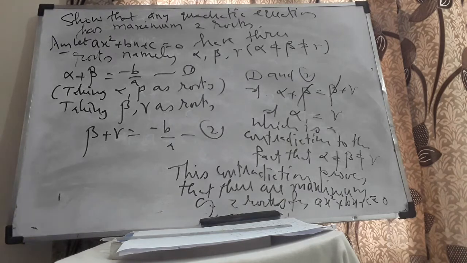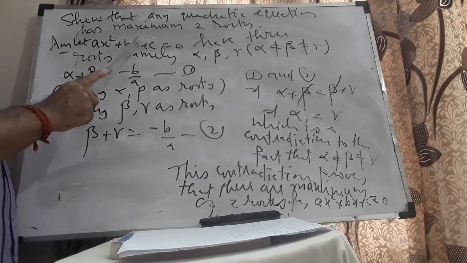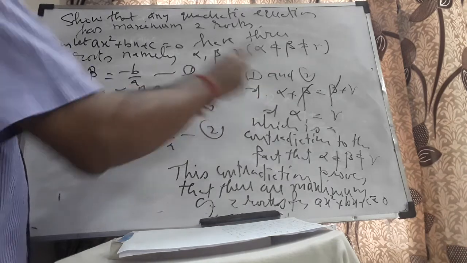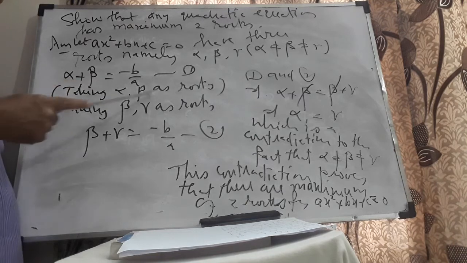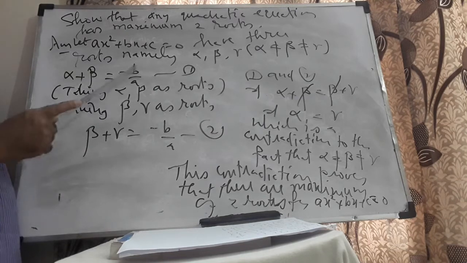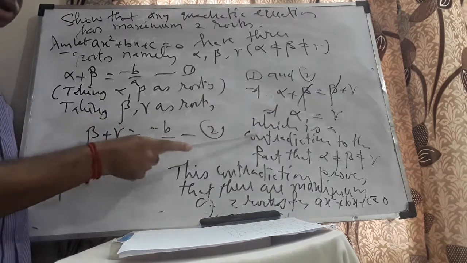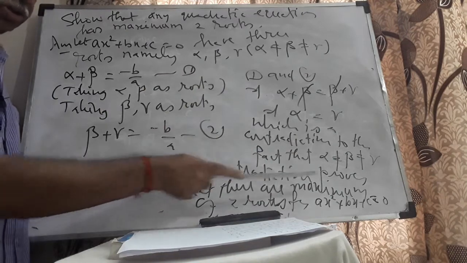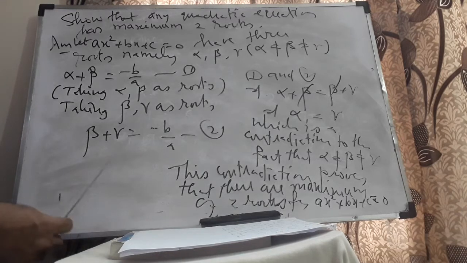Let me just explain once again. Show that any quadratic equation has maximum 2 roots. Let ax square plus bx plus c is equal to 0 have 3 roots, namely alpha, beta, gamma, alpha not equal to beta not equal to gamma. Alpha plus beta is equal to minus b by a; name it as equation 1, by taking alpha beta as roots. Taking beta gamma as roots, beta plus gamma is minus b by a. From 1 and 2, I will get alpha plus beta is equal to beta plus gamma, which implies alpha is equal to gamma. This is a contradiction to the fact that alpha is not equal to beta is not equal to gamma. This contradiction proves that there are maximum 2 roots for a general quadratic equation.